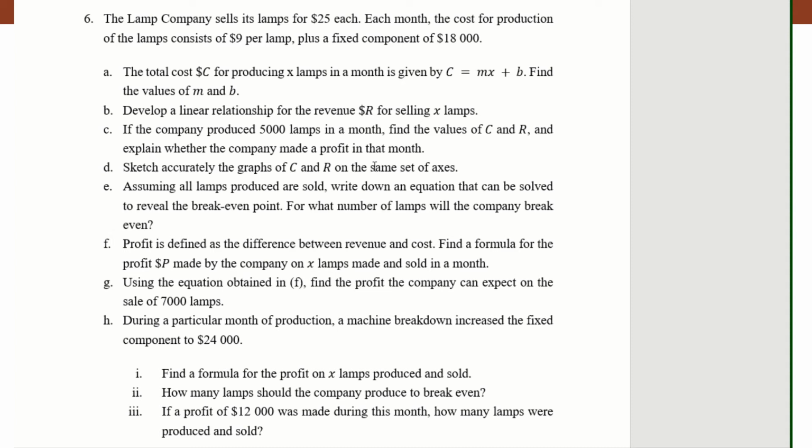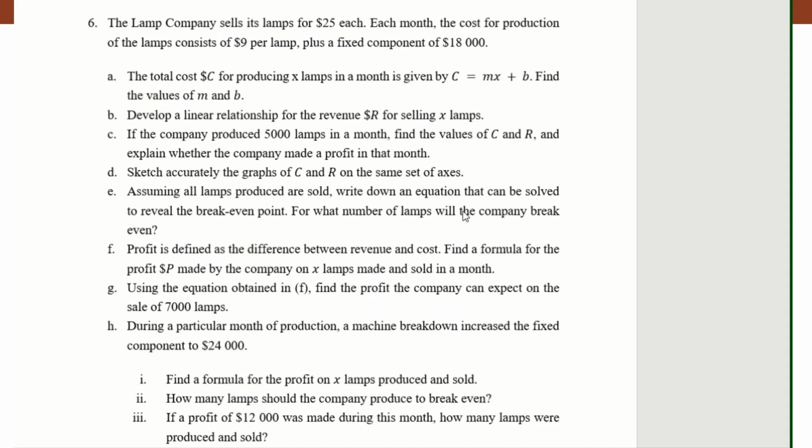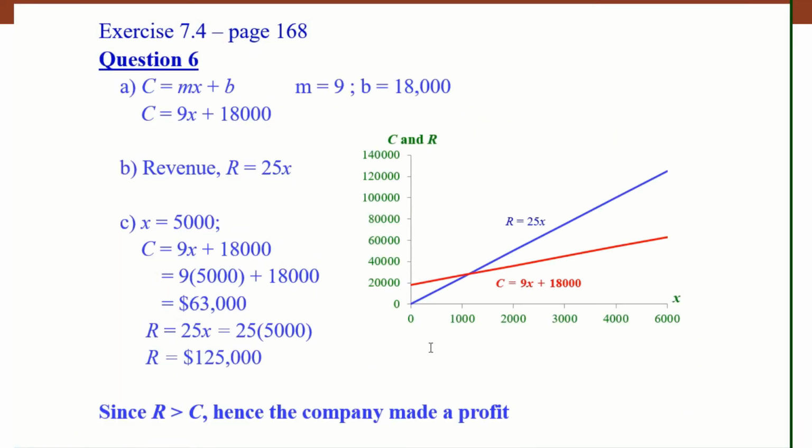So sketch this just the way I taught you. Your R comes out from the origin. All right, so it's just a sketch. R comes out from the origin, C from 18,000, and then you label your intersection point.